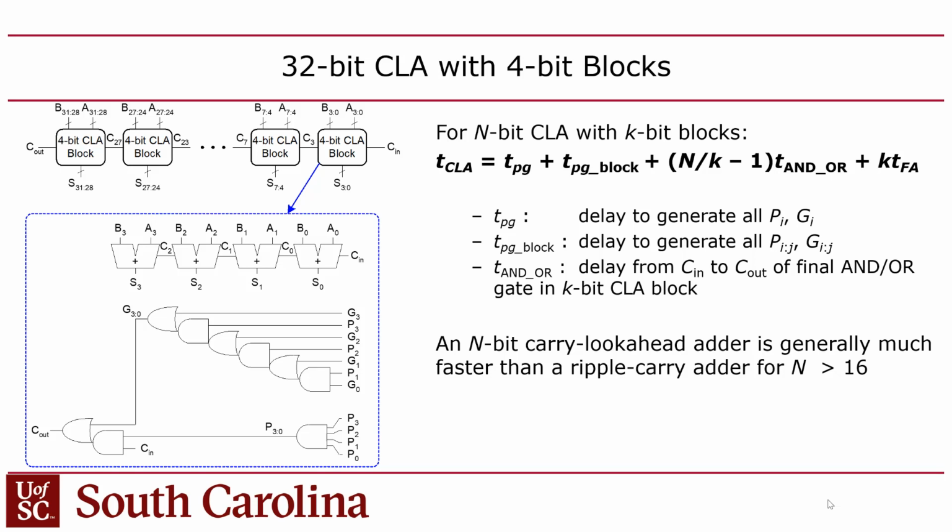But this is not in parallel. This is sequentialized because of this C in, right? So what happens is that this T_AND_OR, which is just an AND-OR gate, right? That has to be multiplied by n divided by k, where n is the 32 bits in this case, and k is the 4 bits, right? So it's 8, right? So there's 8 blocks. I got to multiply this latency by the number of blocks, because that's still a chain. That's just like the ripple carry chain. The only difference is that now I've increased the granularity, and I'm just going through blocks now. The latency is being defined by the number of blocks, right, as opposed to the number of bits.